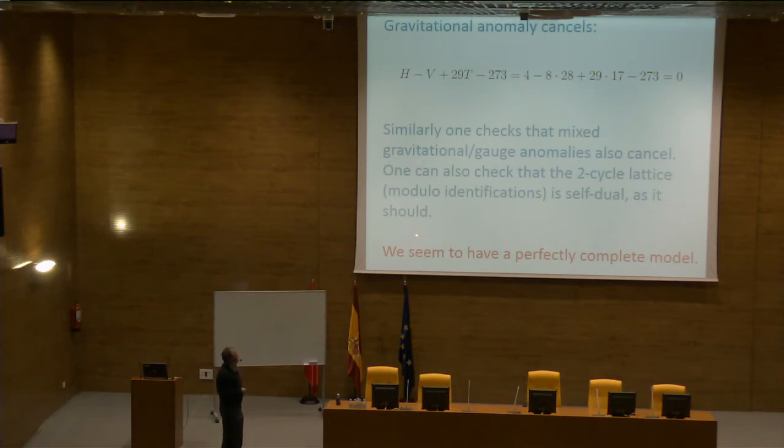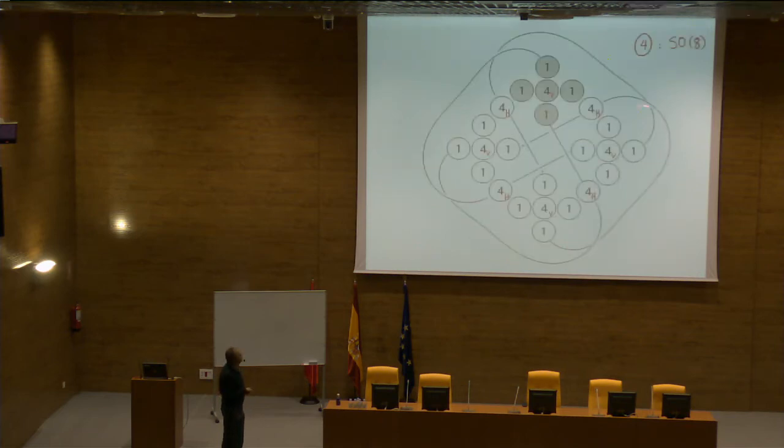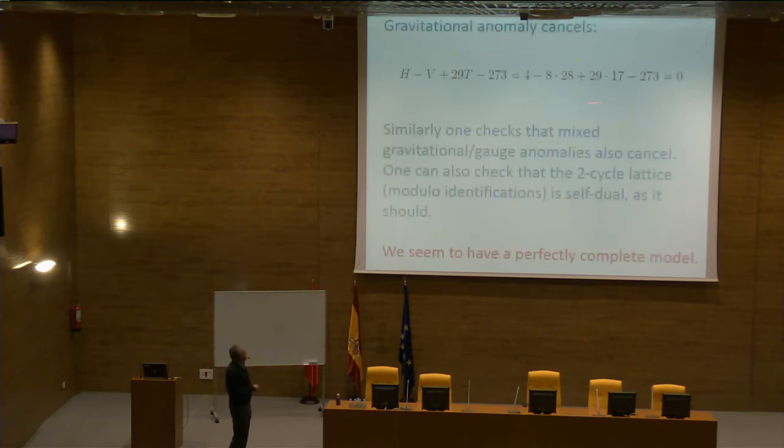And you can also show that the lattice of these cycles has some null directions, and if you mod it by that, you get a self-dual lattice, as it should be. Integral self-dual lattice, as you need for a gravitational theory. So everything looks good as far as consistency for gravity.